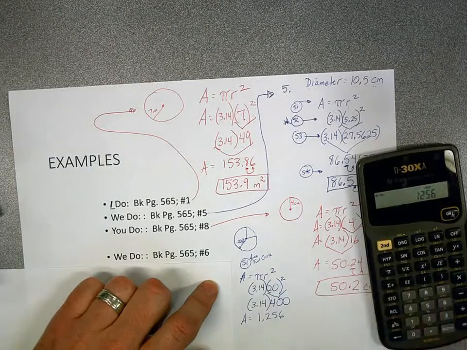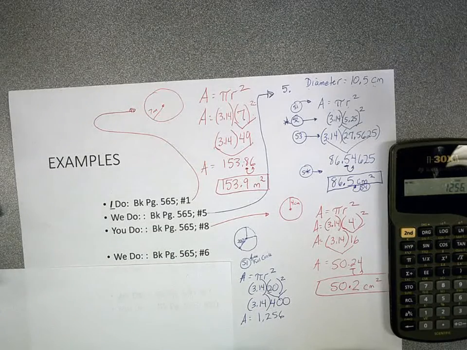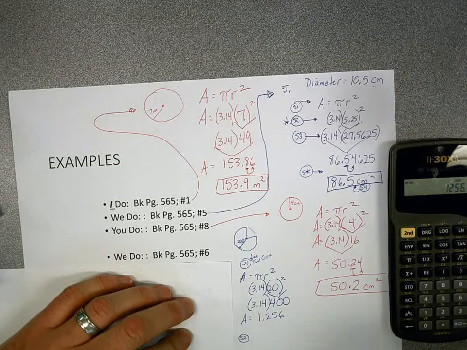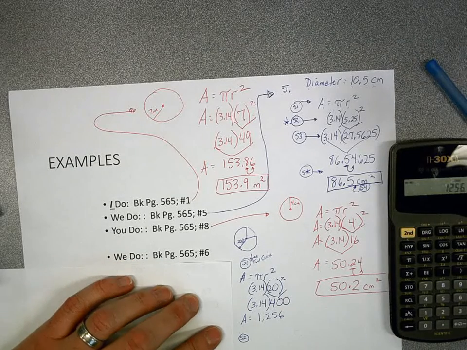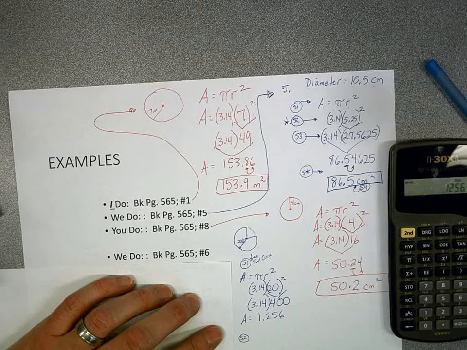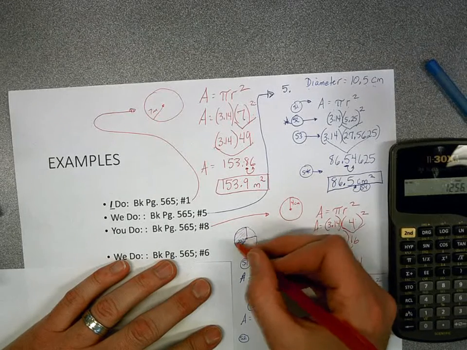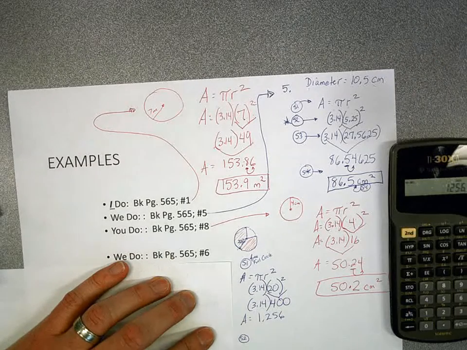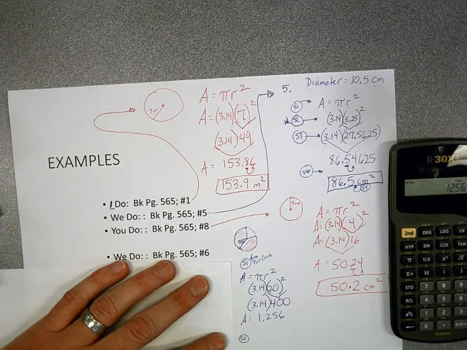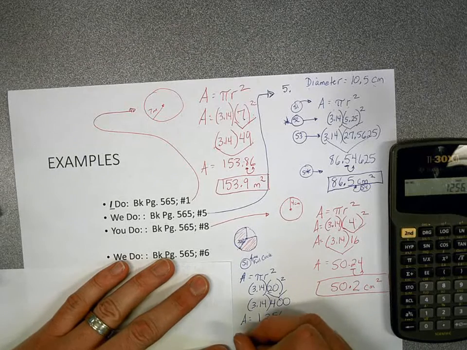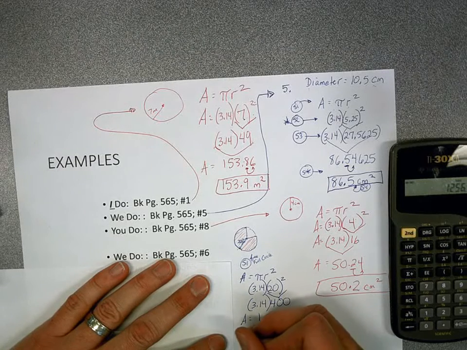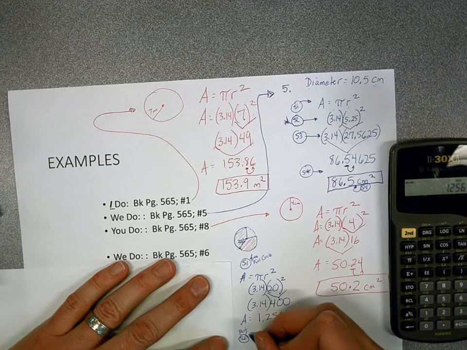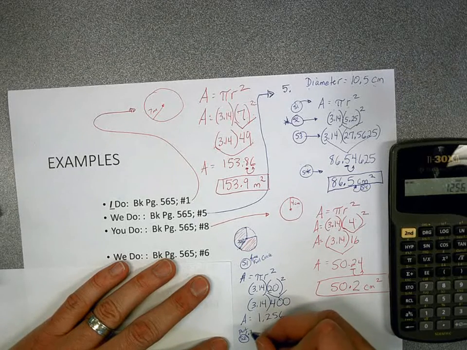Now, here's what I'm going to do. Step 2. I am not, however, finding the area of a full circle. What part of a circle, guys, is this? It's 3/4 of a circle. So here's what I'm going to do. I am going to find the part. In this case, I'm going to multiply by 3/4.